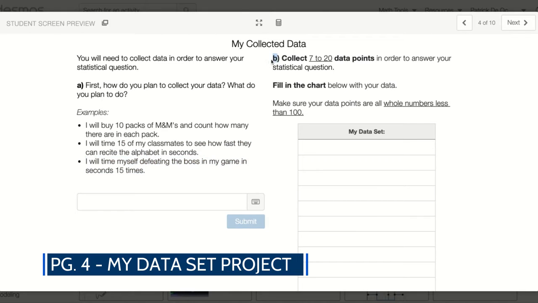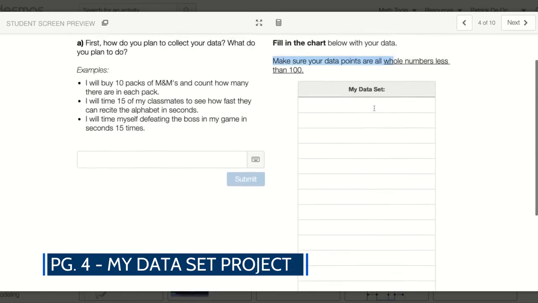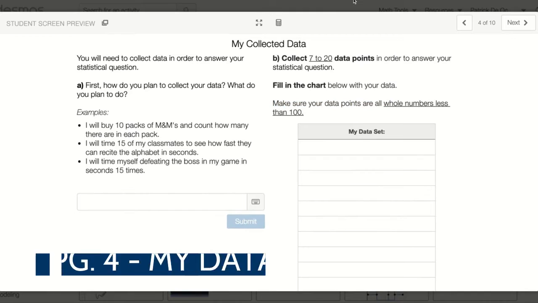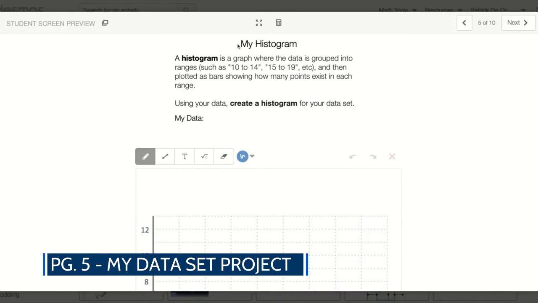Right side, letter B. Collect 7 to 20 data points in order to answer your statistical question. Fill in the chart below with your data. Make sure your data points are all whole numbers less than 100. And there's your space to write all of your data. That's the end of page 4. Page 5. The title is My Histogram.